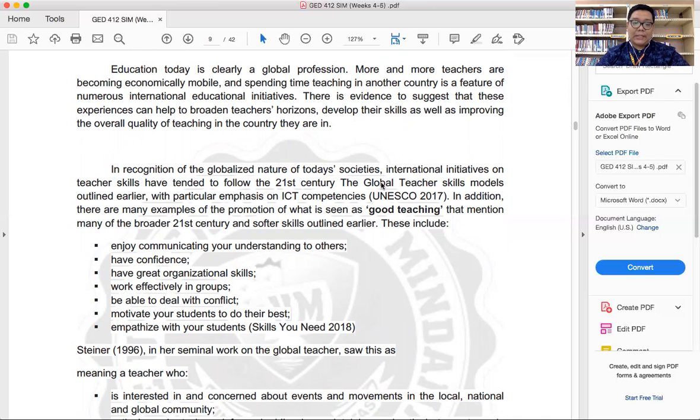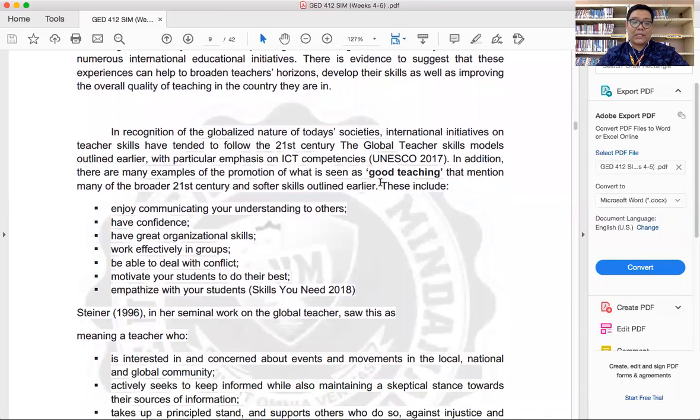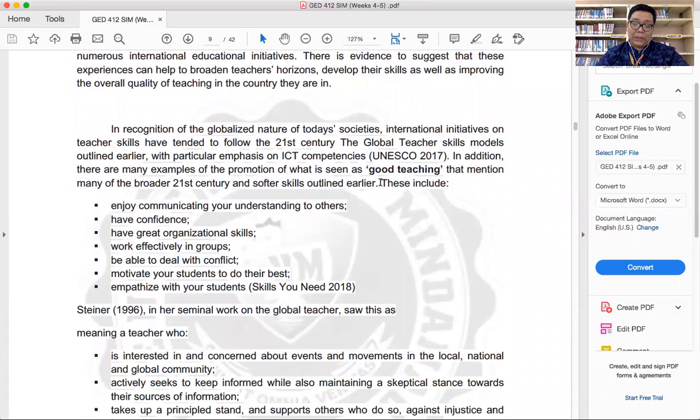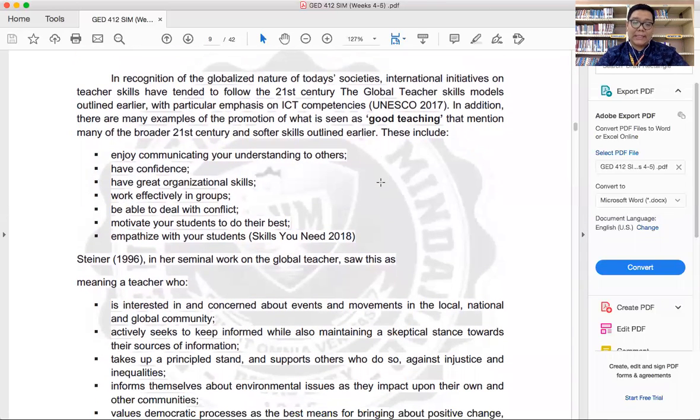Steiner in 1996, in her seminal work on the global teacher, saw this as meaning a teacher who is someone who is interested and concerned about events and movements in the local, national, and global landscape. That means if you're a global teacher, you do not contain your mind in what is happening in the local setting only. You also introduce concepts or phenomena happening on a wider scale. Okay, for example, a global perspective or international perspective, and you introduce it to students so that students will also have a deeper understanding of the different things happening around in the society.